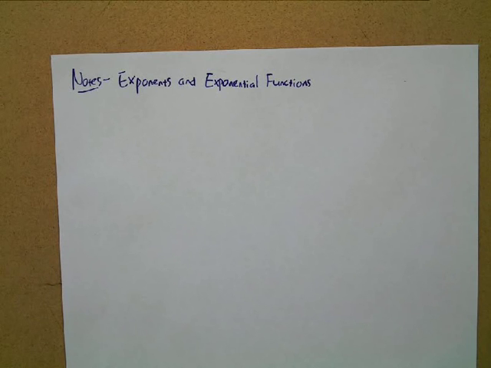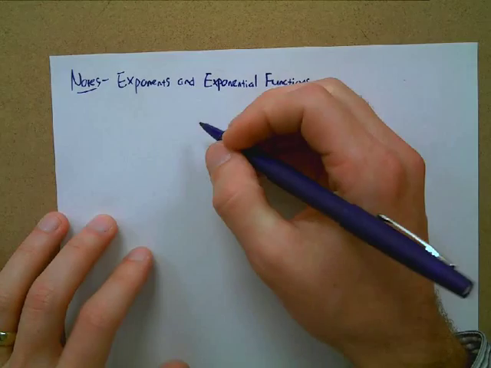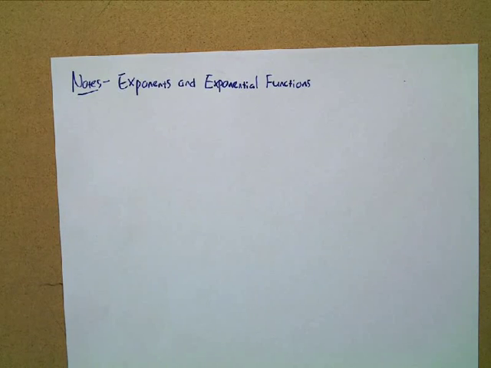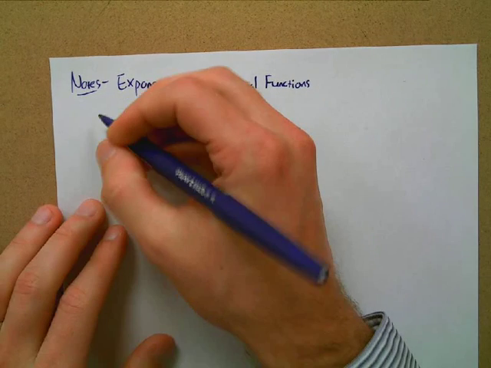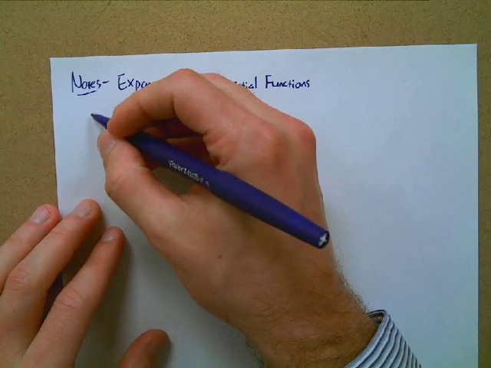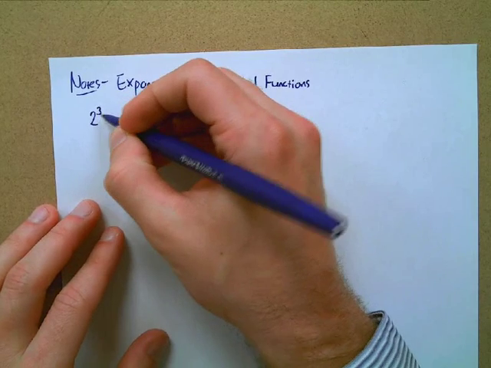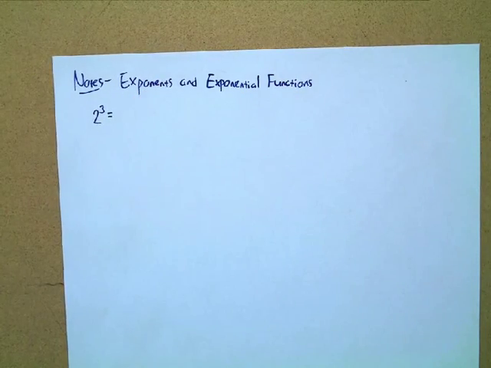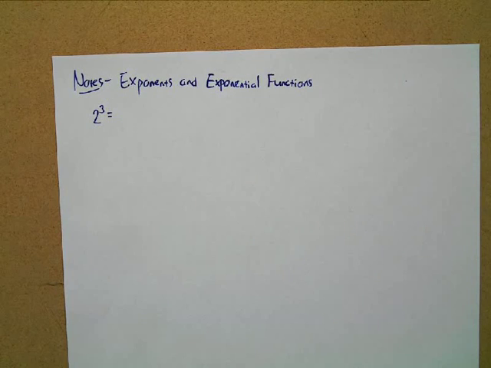So let's remember some of our exponent properties. Let's go back to some really basic stuff. For example, if we have 2 to the third, what does an exponent really mean? What does it mean when a number has an exponent? Cole? Whatever the base number is, you multiply it by itself the number of times of that exponent. There you go. Perfect.